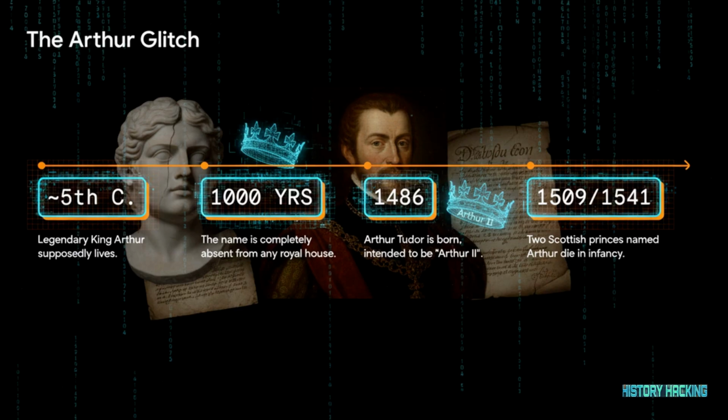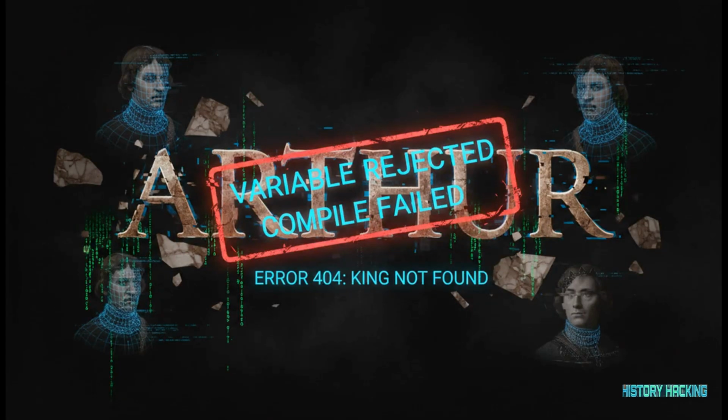So the legendary King Arthur, right? He supposedly lived way back in the 5th century. But then, for almost 1,000 years, the name Arthur is completely gone. It's absent from every royal house, a whole millennium gap. And then, all of a sudden, in 1486, the Tudors show up and try to install an Arthur II. But the variable just wouldn't stick. The program kept crashing every single time.